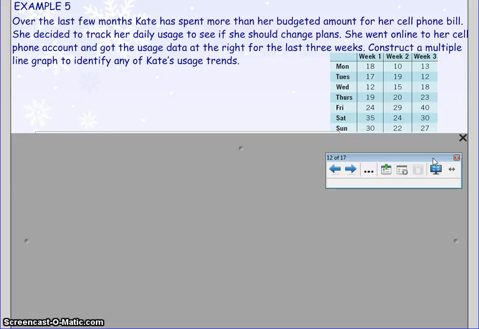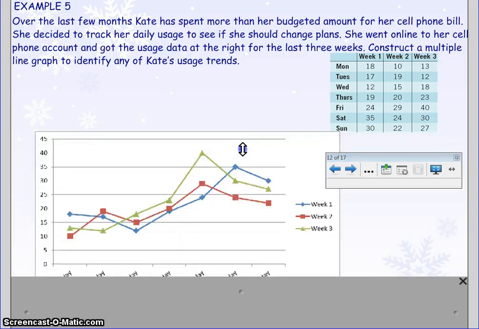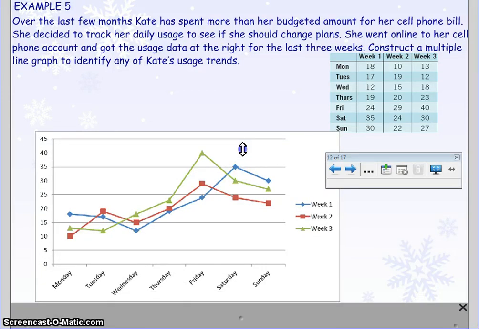She went online to her cell phone account and got the usage data at the right for the last 3 weeks. Construct a multiple line graph to identify Kate's usage trends. So, for the sake of time and because of this medium, I've gone ahead and created it for you. But I would like you to practice. You can go into Word and create a graph.